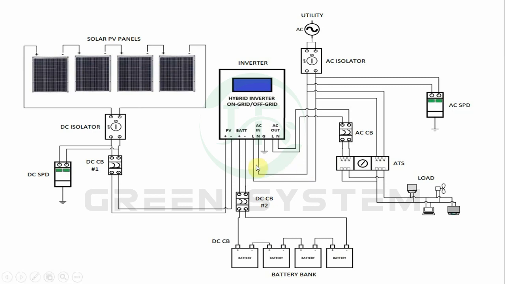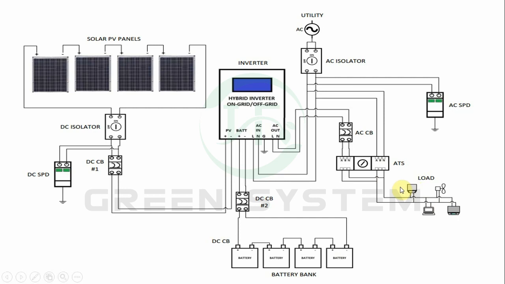The solar panels convert solar energy into electrical energy, and this electrical energy will then be used to charge the battery bank through the hybrid inverter. The hybrid inverter has a built-in charge controller that prevents the battery bank from overcharging. This hybrid inverter also converts DC voltage from the solar panels or the battery bank into AC voltage that can be used by the regular household appliances right here.